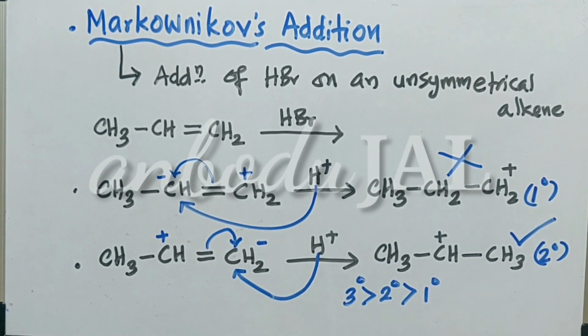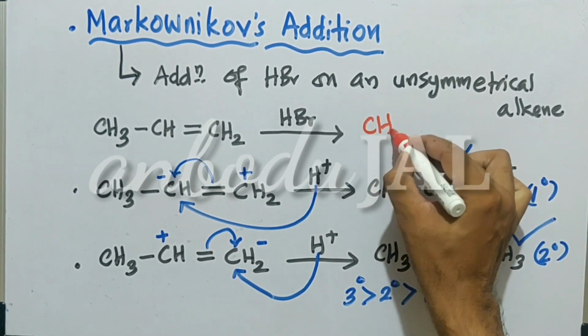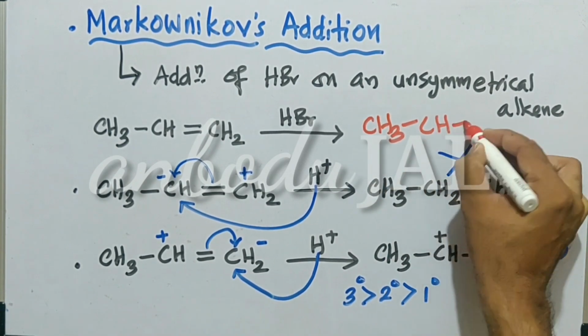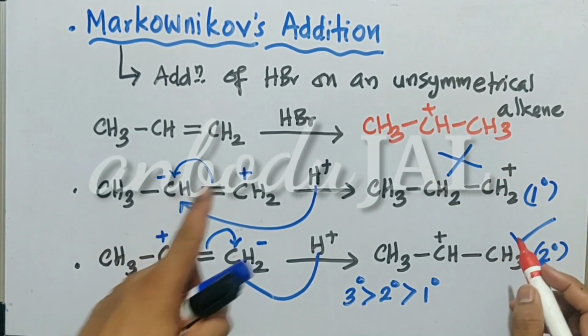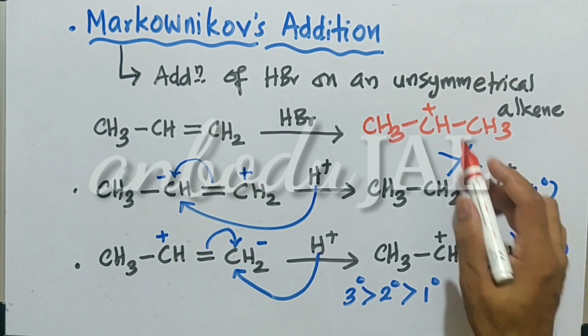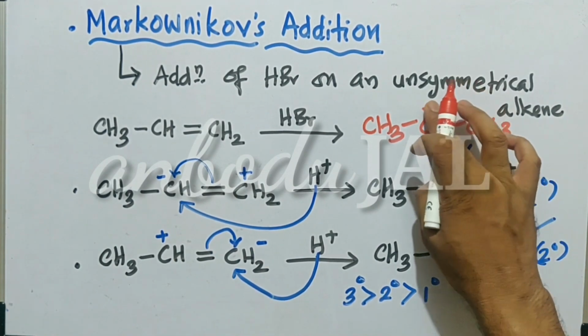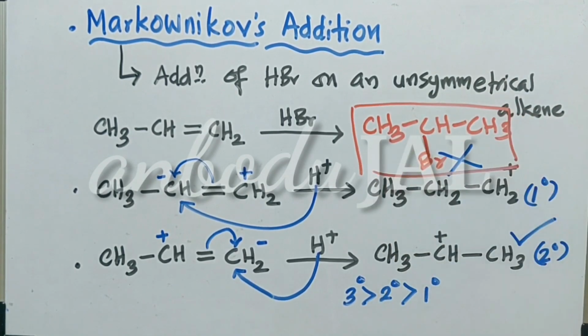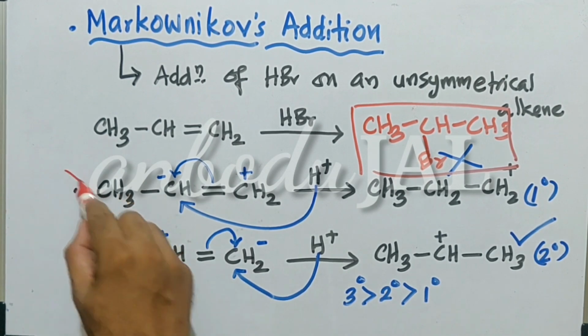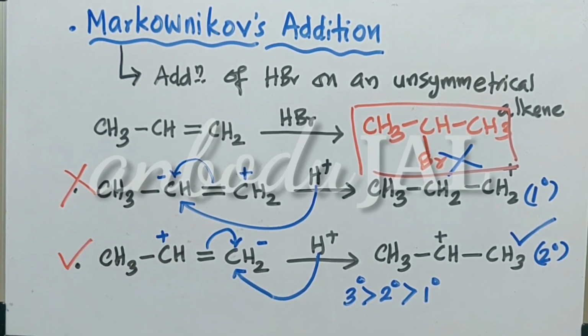Then we can predict what will be the product of the reaction, that is CH3-CH-CH3, with this positively charged carbon. So Br minus will come towards this positively charged carbon and the product will be 2-bromopropane. This is nothing but Markovnikov's addition. So this is not the correct mechanism, this is the correct mechanism. The shortcut of this mechanism is nothing but Markovnikov's rule.